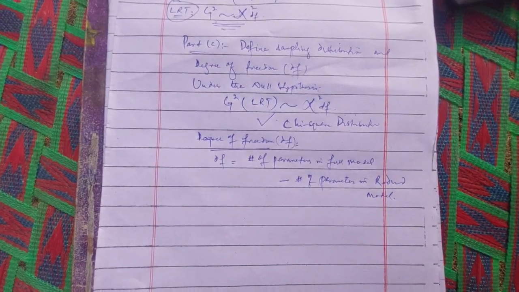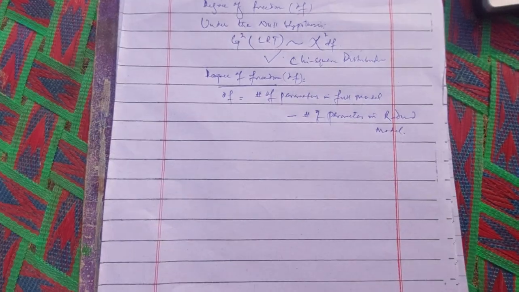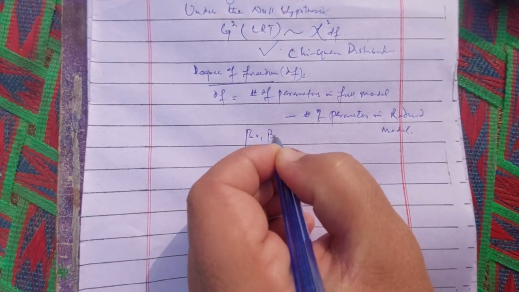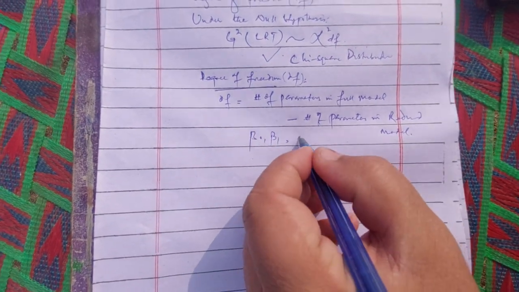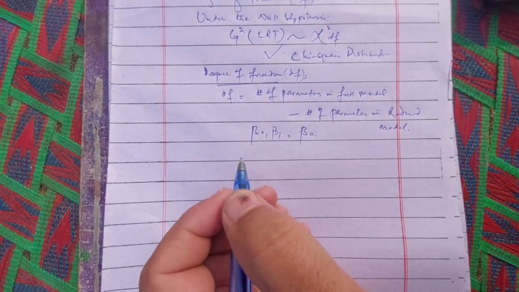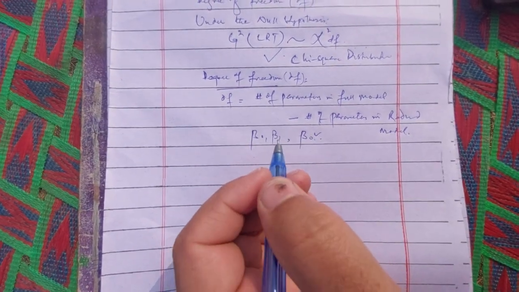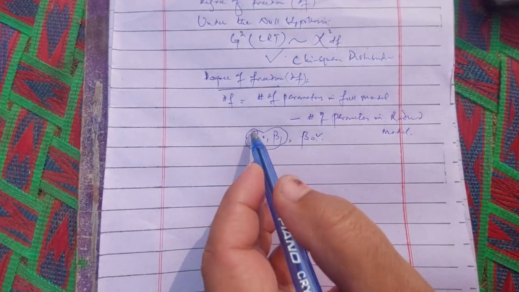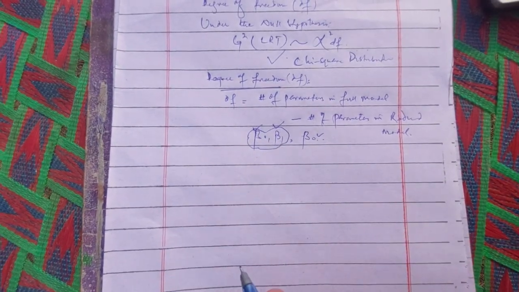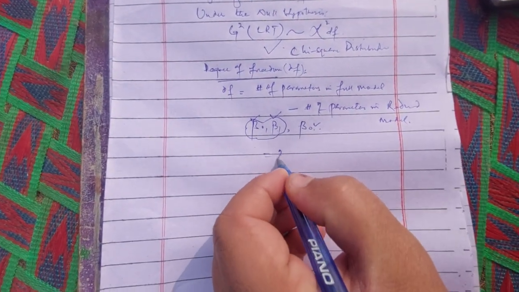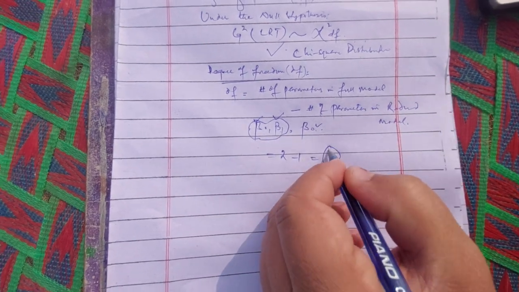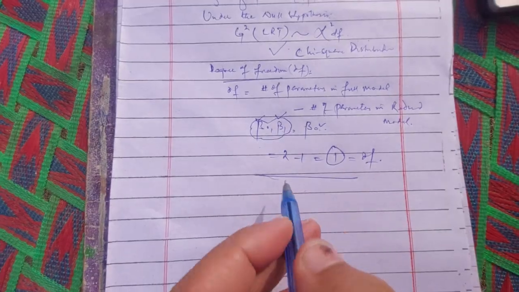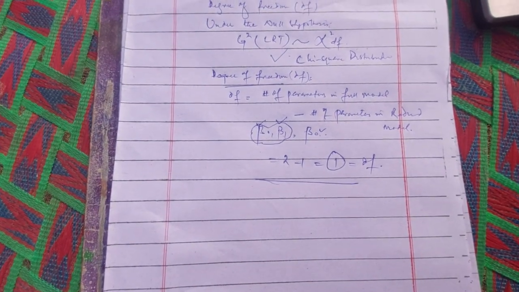The parameters in the full model are beta naught and beta 1, while in the reduced model we only have beta naught, only the intercept term. In the full model we have two parameters, the intercept with the explanatory variable. So 2 minus 1 is equal to 1, so this is the degree of freedom df.